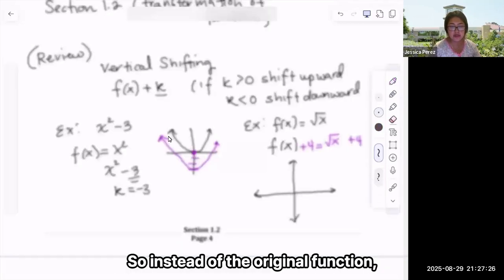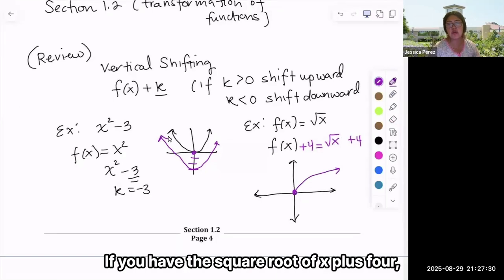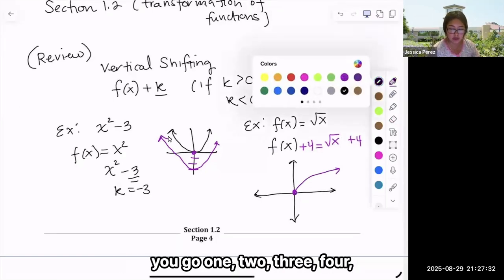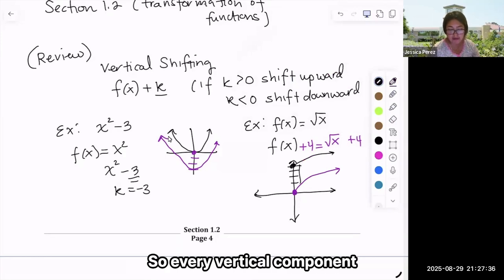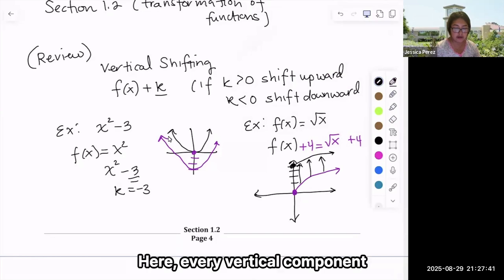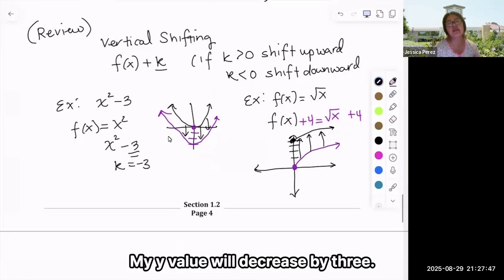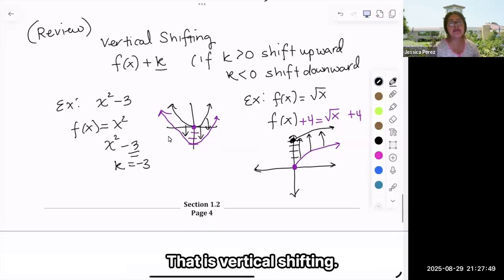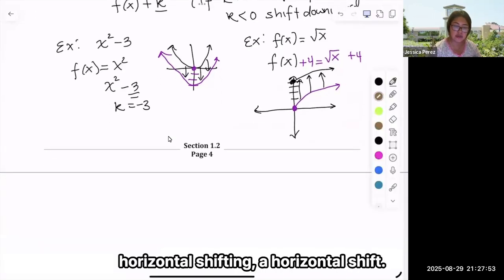So instead of the original function, the square root of x, which goes like this, if you have the square root of x plus 4, you go 1, 2, 3, 4, and then you start here. So every vertical component will increase by 4. Here, every vertical component will decrease in value. My y value will decrease by 3. That is vertical shifting.